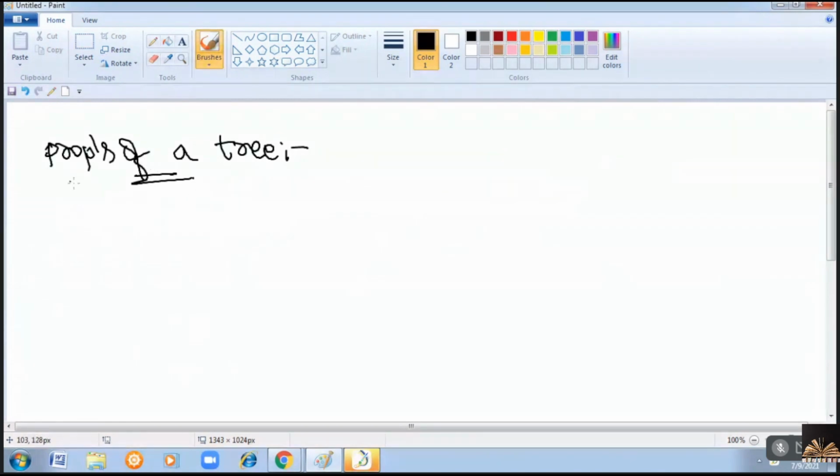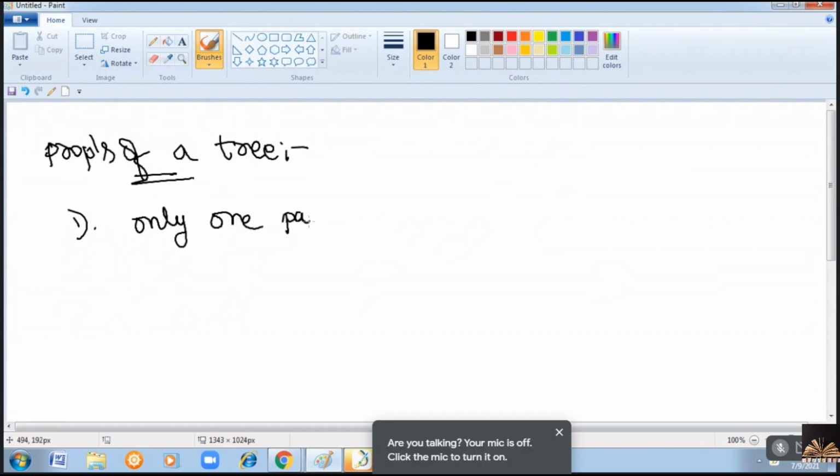First property: there should exist only one path between every pair of vertices. That means it should be a simple graph. I can say that there should exist only one path between every pair of vertices.